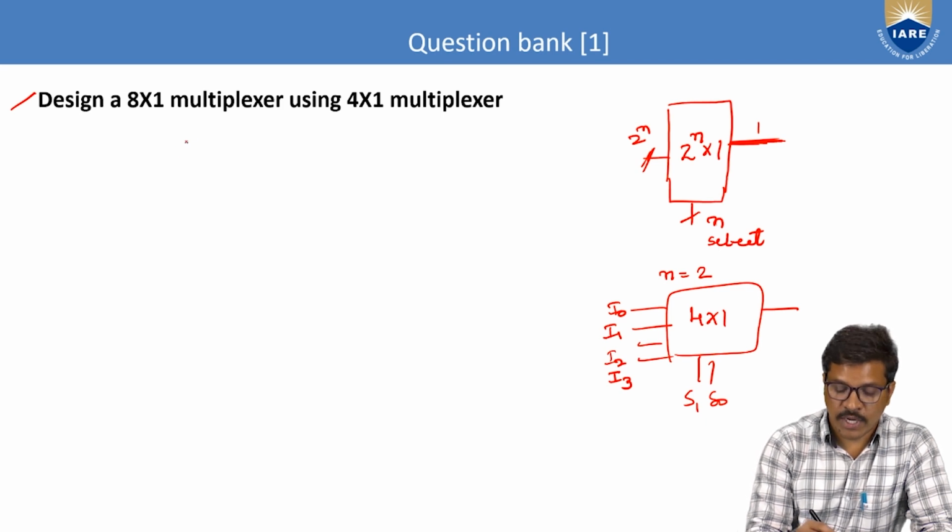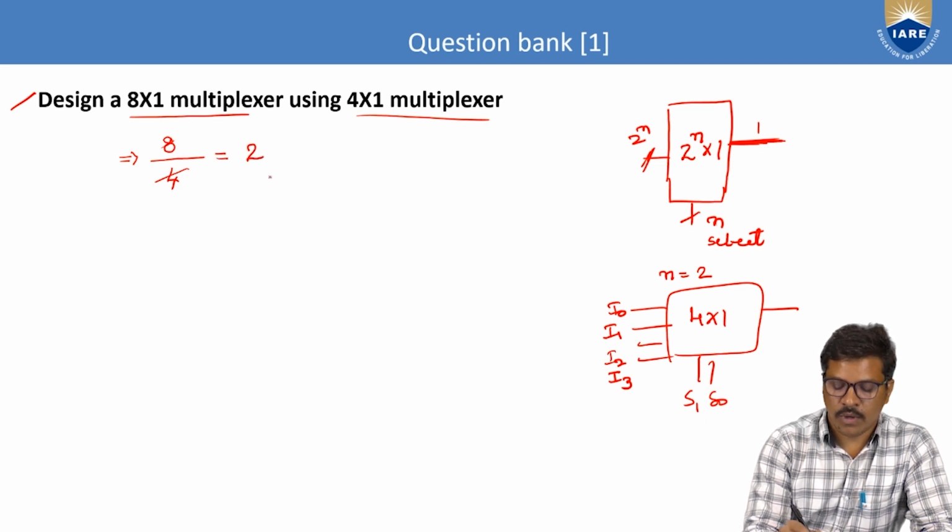It is a simple technique. The available multiplexers are 4 by 1, and you have to create an 8 by 1 multiplexer. So take that number, 8, that you have to create, and divide by 4, since you have 4 by 1 multiplexers available. You will get 2, which is the first level of 4 by 1 multiplexers.